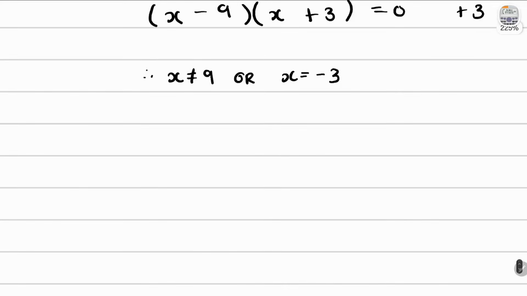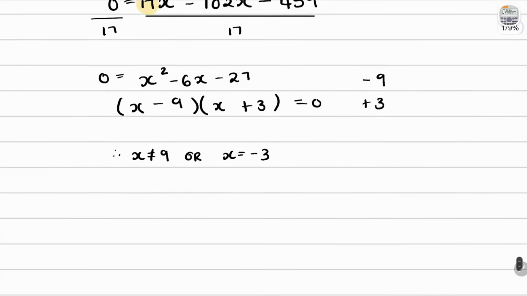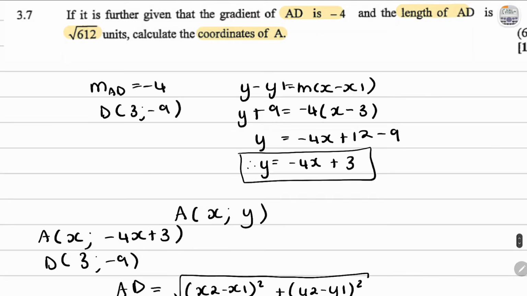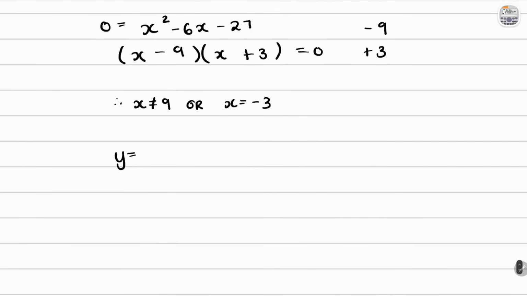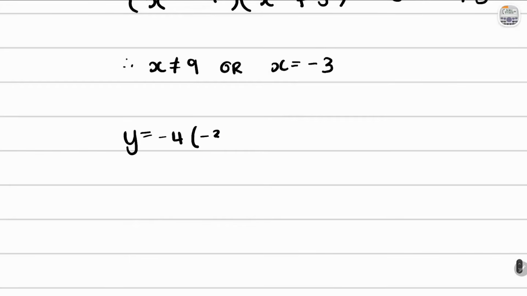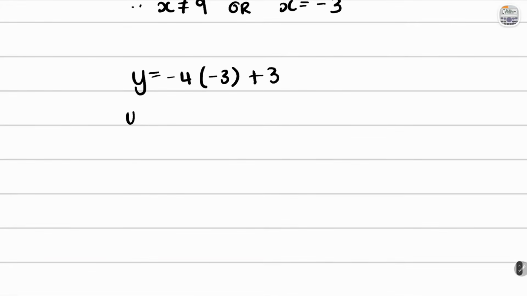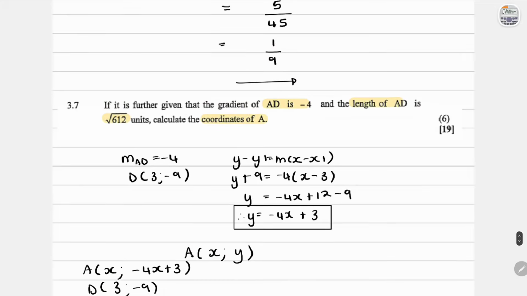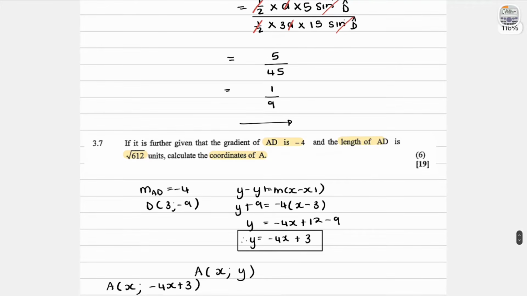So that's the A value, and then we need to find the Y value of it. So you have the x value. How do you find the Y value? We already have the equation of that line, okay? Substitute it into this equation, which is negative 4x plus 3. So we're saying y equals negative 4, and in place of x, negative 3 plus 3. Okay, and that gives us, that's going to be positive 12 plus 3, which is 15. So A is negative 3 and 15. And there we go. Okay, so that is it for question 3.7, and that is it for question 3.